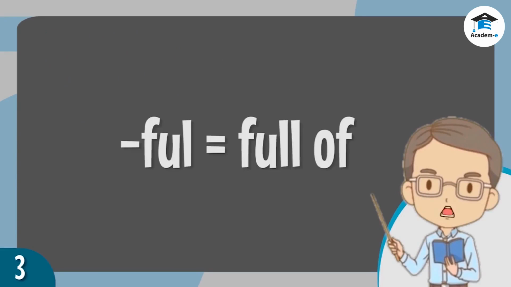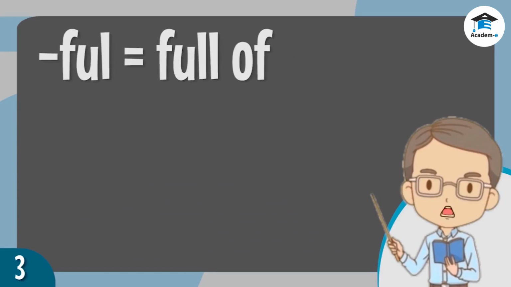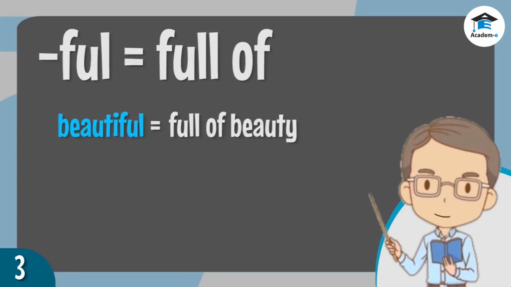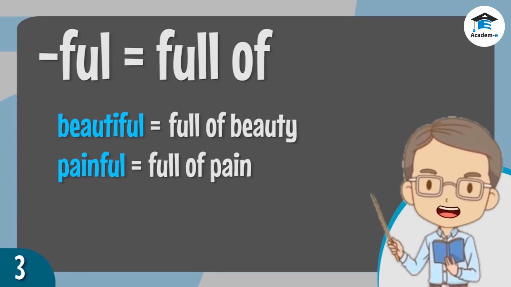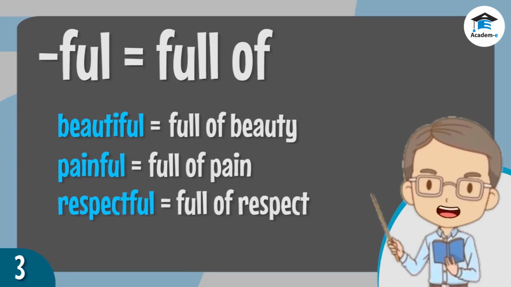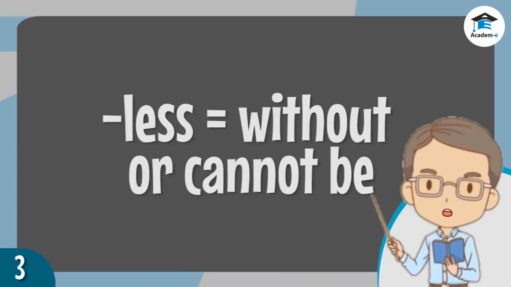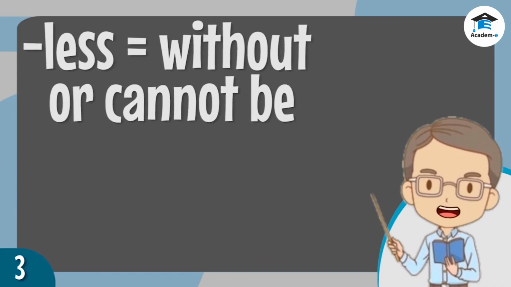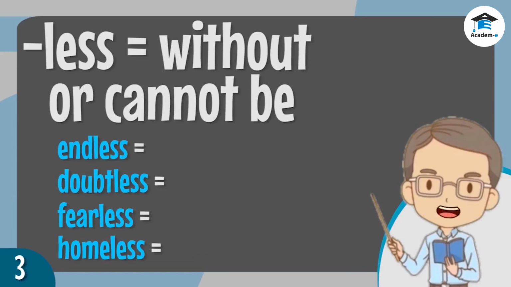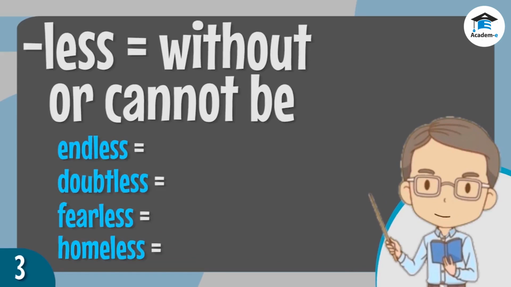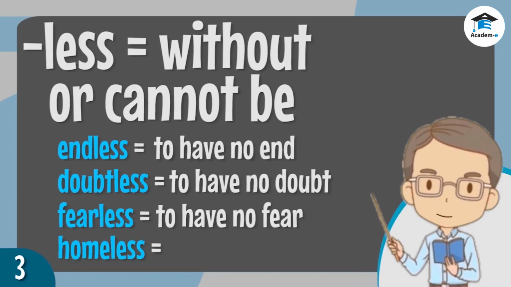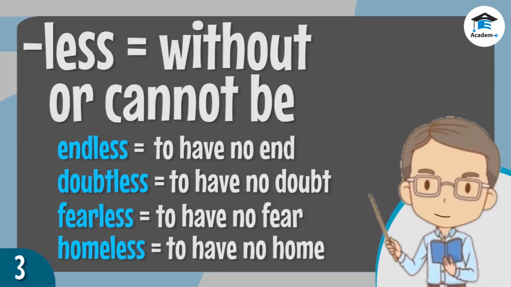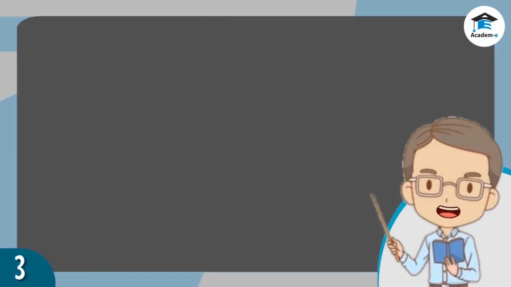The suffix full means to be full of. For example, the word beautiful means to be full of beauty. Same with the other examples: painful, meaning to be full of pain, and respectful, meaning to be full of respect. Next is the suffix less, which means without or cannot be. Examples of words that use this suffix are endless, doubtless, fearless, and homeless. Their new formed meanings are to have no end, to have no doubt, to have no fear, and to have no home.